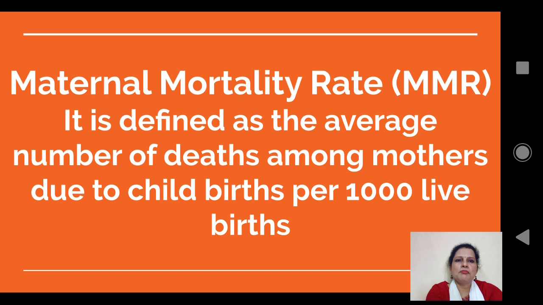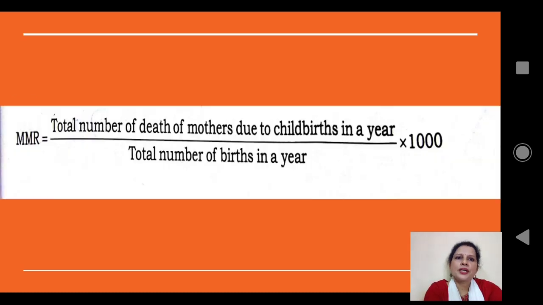The next one, maternal mortality rate. It is defined as the average number of deaths among mothers due to childbirth per 1000 live births. Maternal mortality means the death of a mother during childbirth. The formula to find maternal mortality rate is total number of deaths of mothers due to childbirth in a year divided by total number of births in a year into 1000. Now this is about the mortality rate, its merits and demerits.